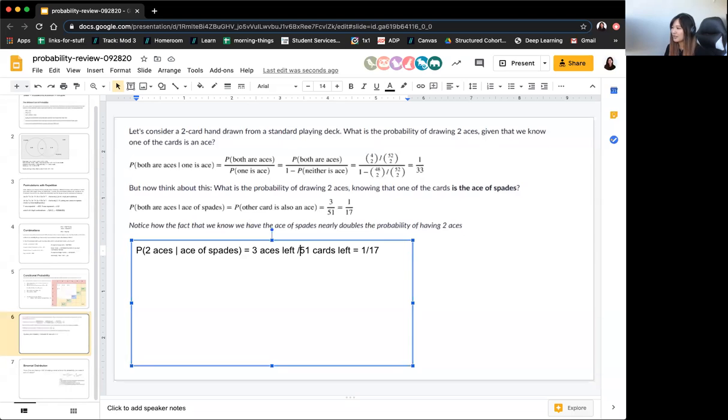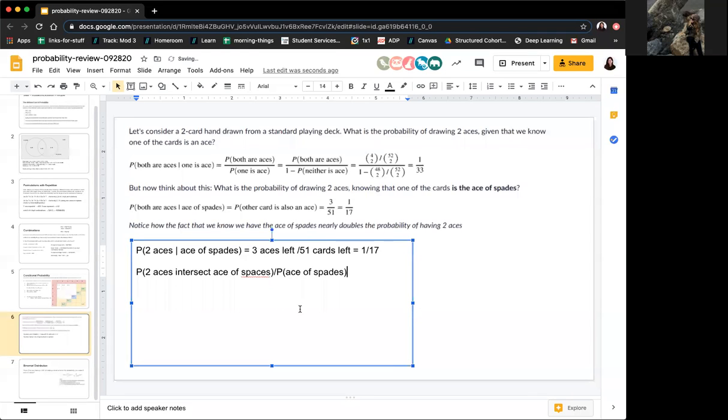Let's see, how can I explain this? I see what you're saying, because usually with the probability formula, you would be looking at 2 aces intersect with the ace of spades, right? And then divided by the probability of getting the ace of spades. Yeah, that's at least how I was thinking of it. Gotcha. We have to dissect this part. So, 2 aces and the ace of spades, divided by the ace of spades.